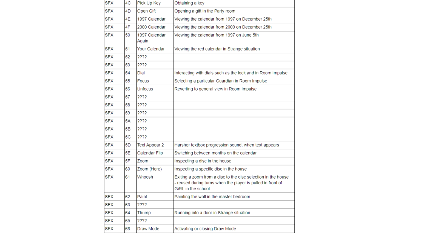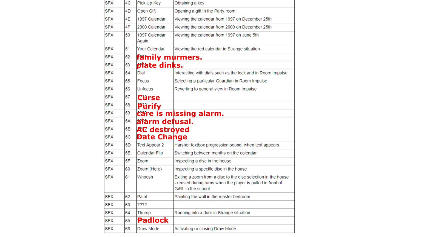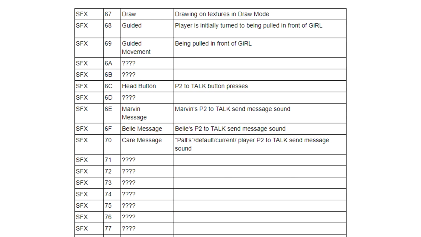65 is the sound of the padlock on the locker during the school scenes. And represents the start of a new theme, the sounds of the school. This theme starts from 65 and goes to either 6A or 6B. 6C is listed as head button and described as the P2 to talk sound effect.